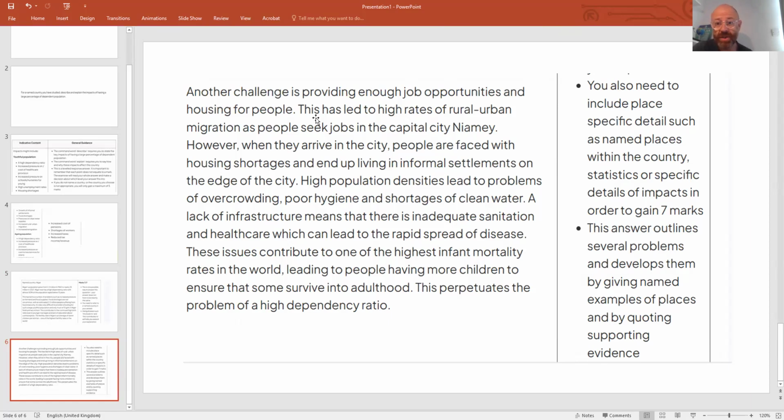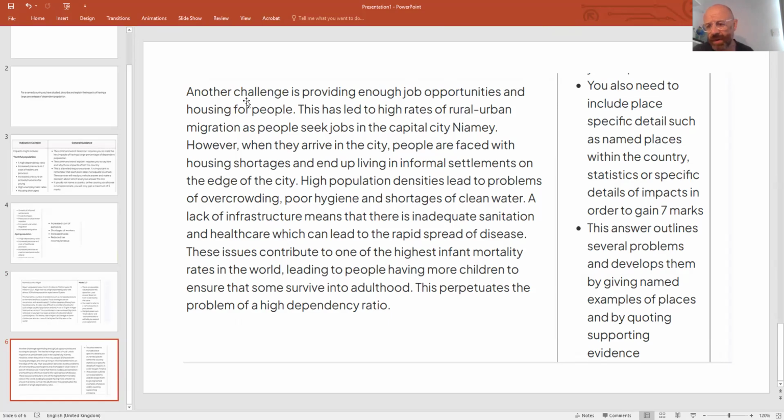This creates high population densities, leads to problems of overcrowding, poor hygiene, shortages of clean water, maybe increased crime, and the lack of infrastructure means that there is inadequate sanitation and healthcare, which can lead to the spread of disease. These issues contribute to one of the highest infant mortality rates in the world, leading people to have more children to ensure that some survive into adulthood. Okay, high child mortality rate because of poor sanitation, poor healthcare. A lot of young children die. This perpetuates the problem of the high dependency ratio.